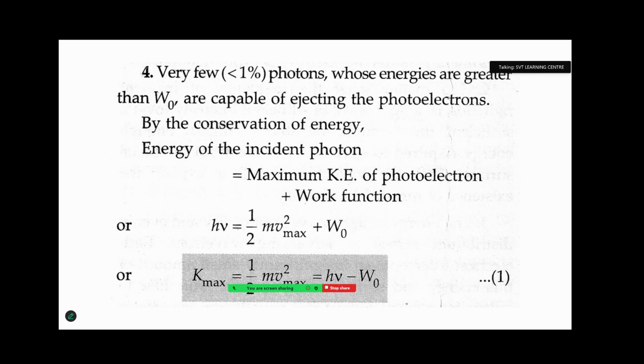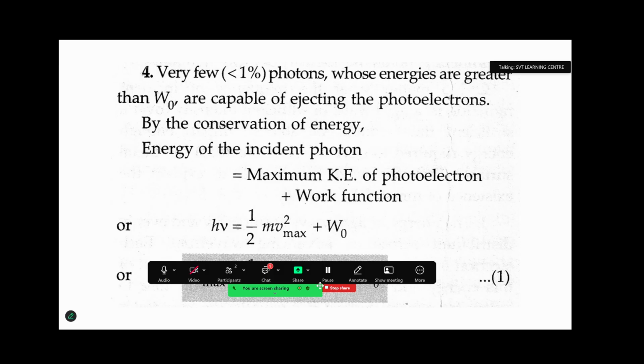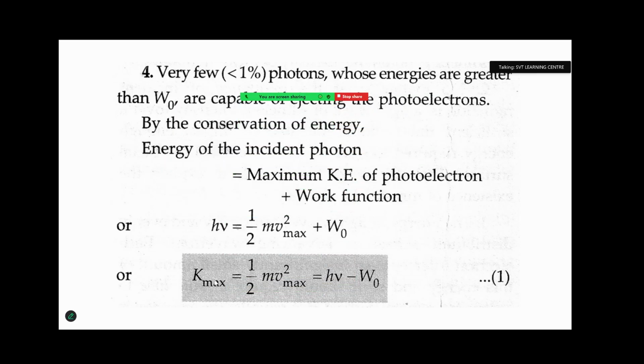So very few photons whose energies are greater than W0 are capable of ejecting electrons, by conservation of energy. Energy of a photon is equal to the maximum kinetic energy of the electron plus the work function. So we put it arithmetically as hν, the energy of the photon, equals half m v max square, that is the maximum kinetic energy of an electron which is ejected, plus the work function. Doing a little bit of arithmetic, we can say that the maximum kinetic energy will be equal to the difference between the energy of the photon and the work function.